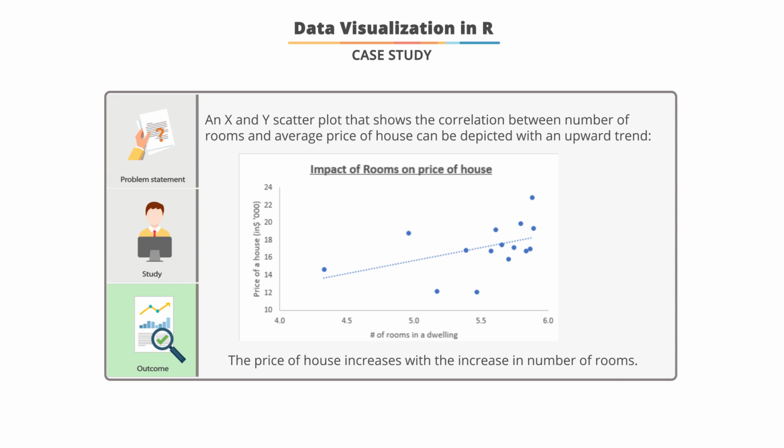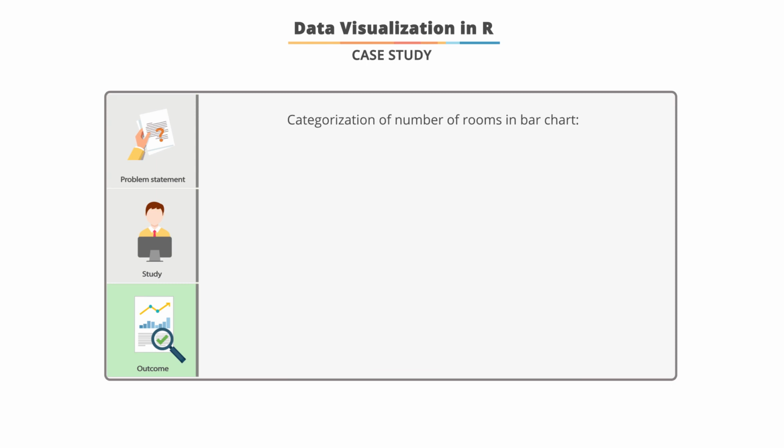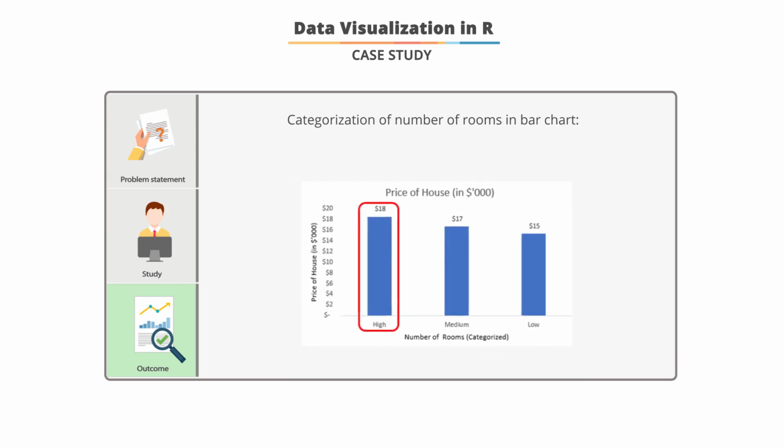Now that makes sense because we know that generally the larger a house, the more expensive it is, and the more rooms that it does have. We could also visualize this via bar chart. So let's say we grouped or binned the number of rooms into low, medium, and high groups, and we had the price of the house on the y-axis. Well, based on how we binned it, we see that prices of houses in the low group versus the high group are significantly different.